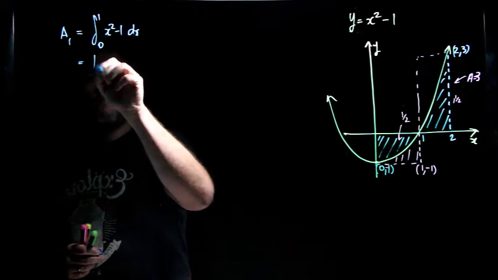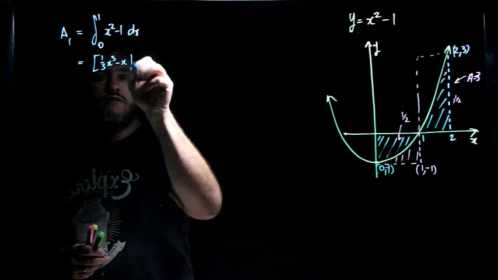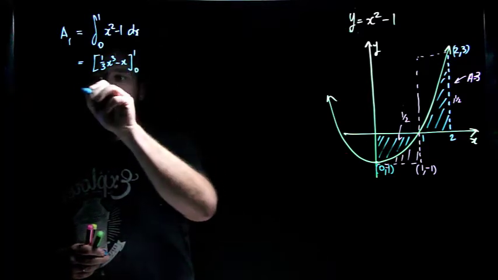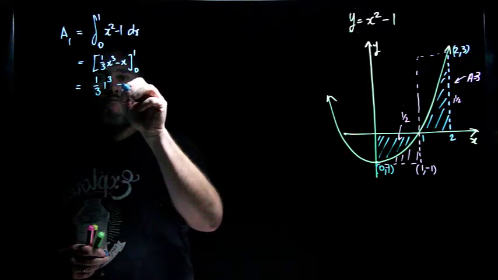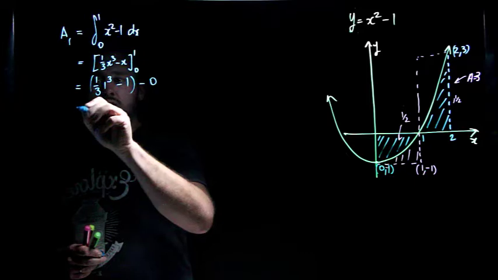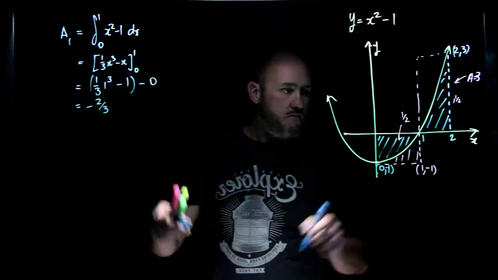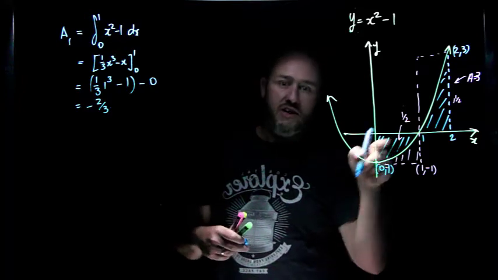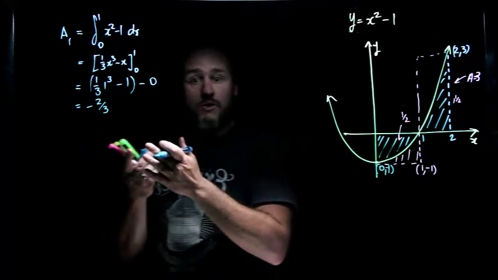And so hopefully you can see that that's equal to 1 third x cubed minus x between 1 and 0, which is equal to 1 third times 1 cubed minus 1 minus 0. And that's actually equal to negative 2 thirds. And we expected that because this is below the x-axis, so it's negative. So we knew that was coming, and now we've got what we thought.